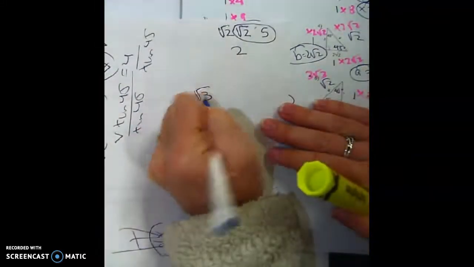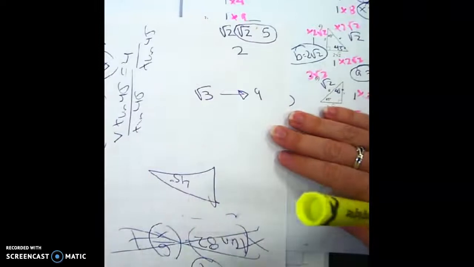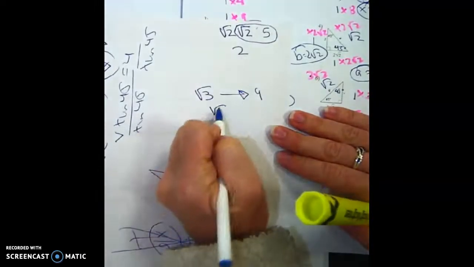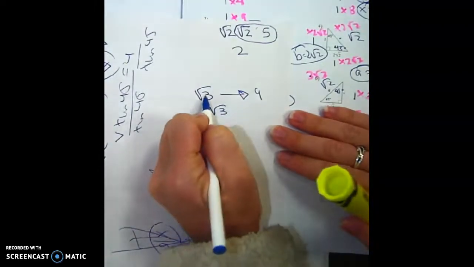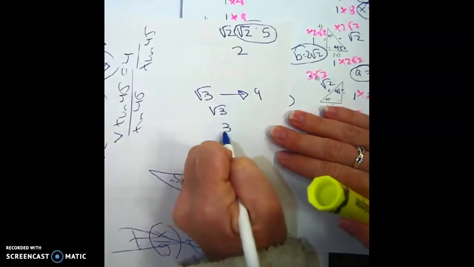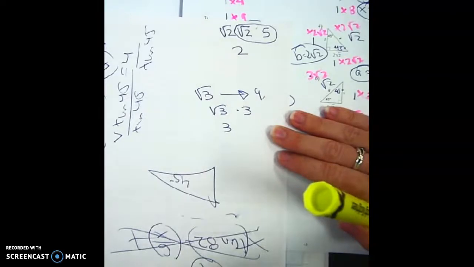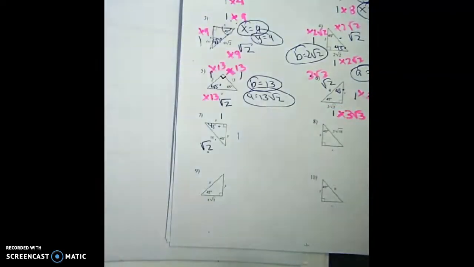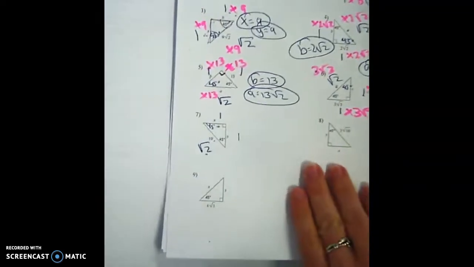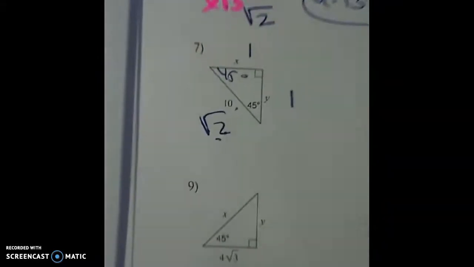If I had the square root of 3 and I had to get to a 9, I would multiply it by square root of 3. The square root of 3 times the square root of 3 is 3. Then times the number 3 would be 9. This is a more difficult one, I understand. Okay, so let me do this one again now that I kind of went over that.